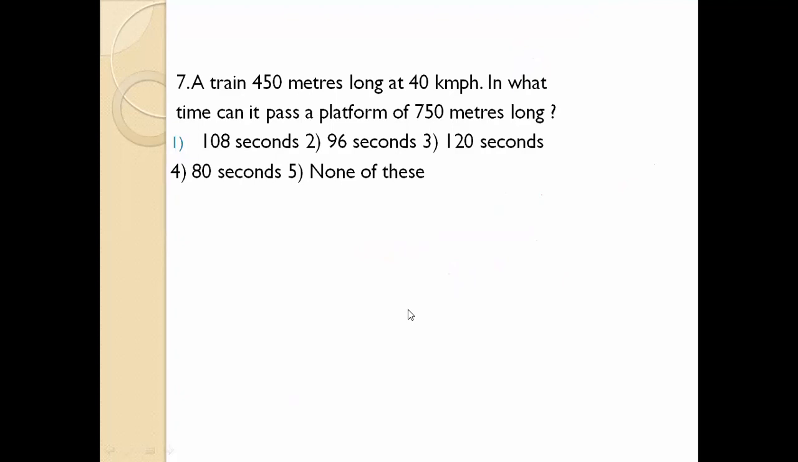This is another model of the question. A train 450 meters long at 40 km per hour, in what time can it pass a platform of 750 meters long? When a train crosses a platform or bridge, the distance equals the length of the train plus the platform length, which is 450 plus 750. Here we calculate time. Time equals distance, that is the length of train plus platform length, divided by speed.